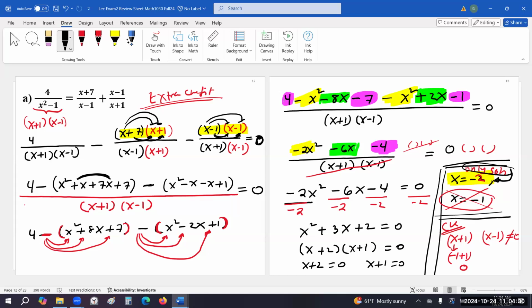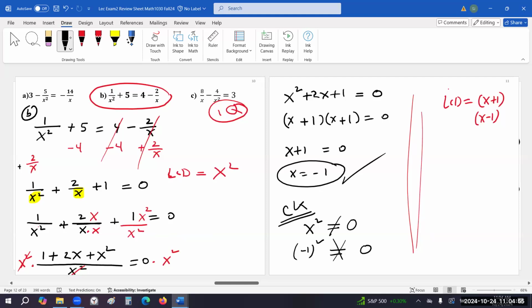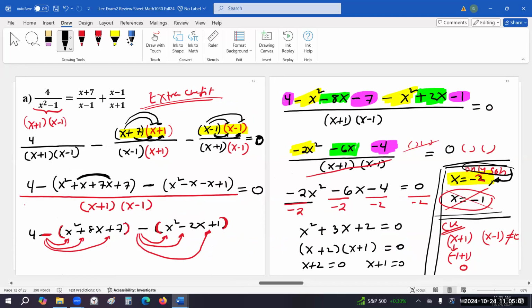That's what you have to check. What makes the denominator 0? We cannot have them in our solution. So good news, I'll put this as an extra credit. Bad news, sometimes they actually put this in the final exam. Most of the time they give this question with x and x squared, but sometimes, occasionally, they have this. Any question?